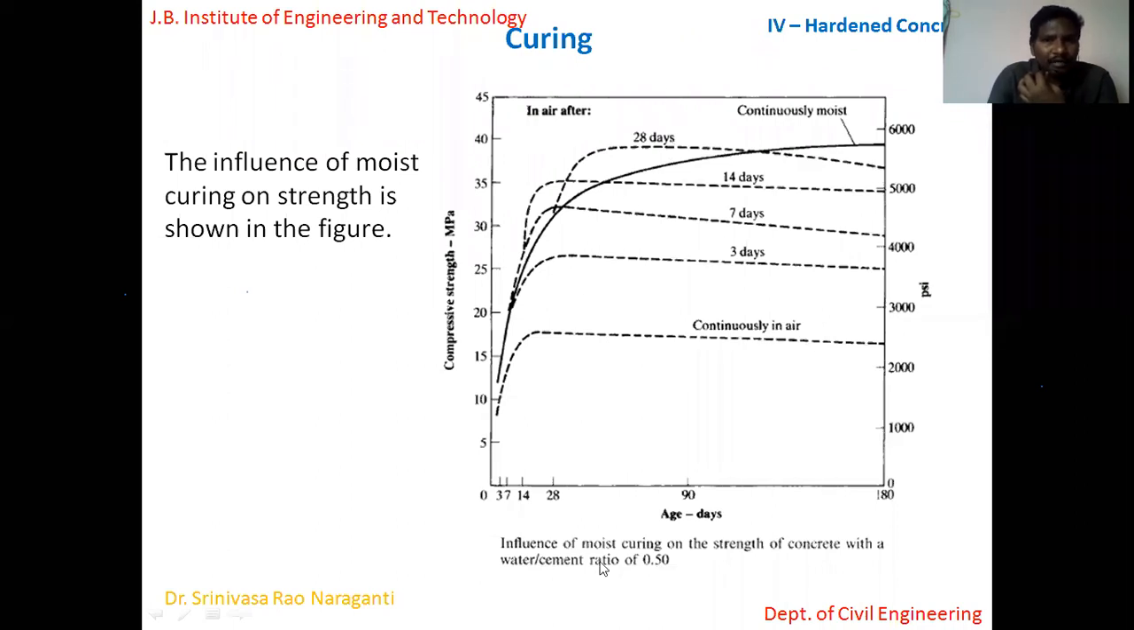So this is the impact. Even after 28 days, you're getting a good strength, for example, say 35 MPa. Thereafter, even if you don't do any curing, you're reaching almost 40. But in the long run, your strength will again come closer to 36 or 37. That's what is the importance of curing.